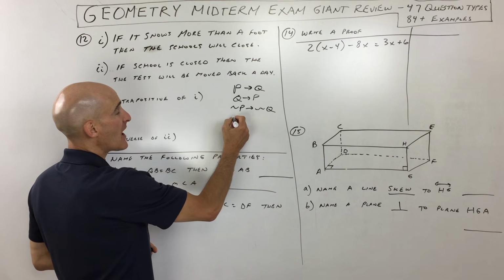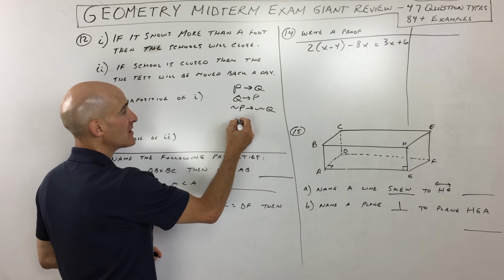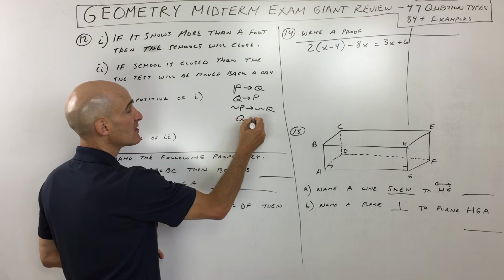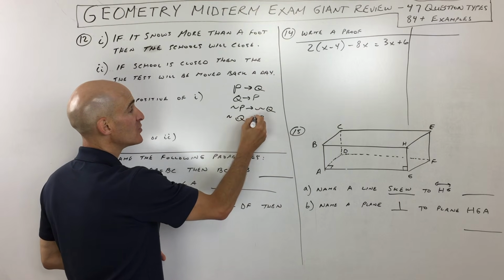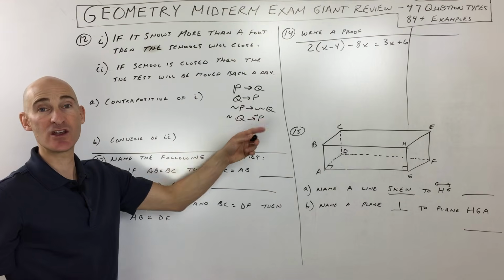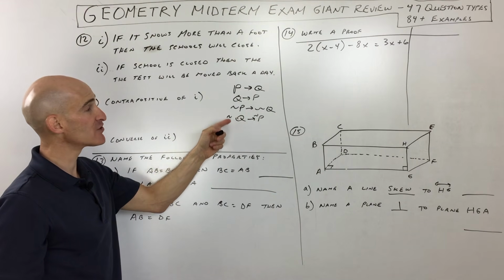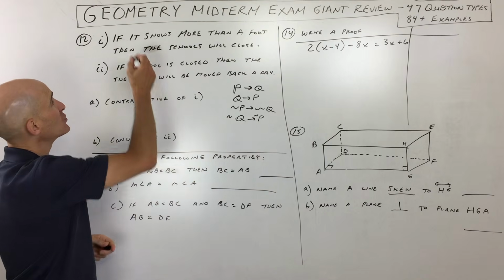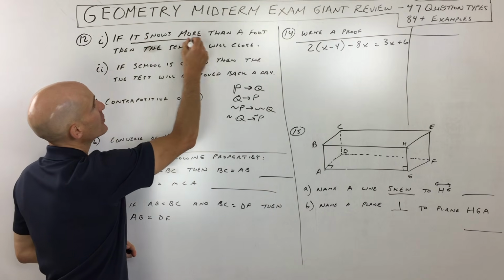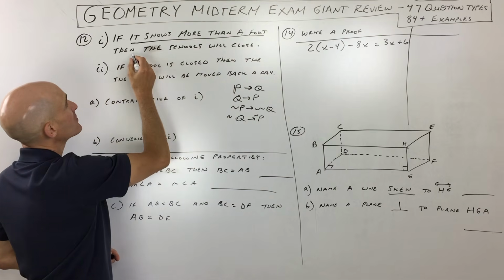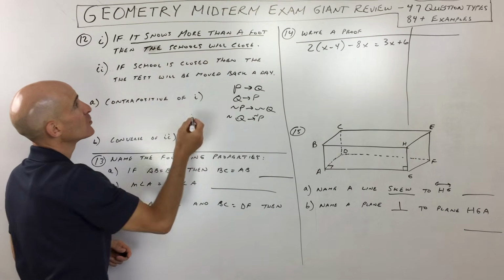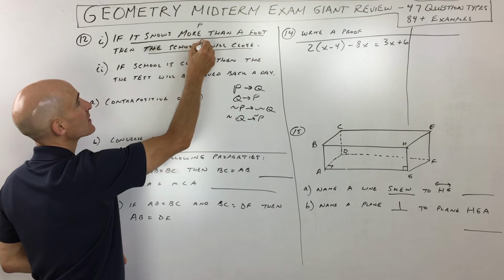And then the contrapositive is a combination of the converse and the inverse. You switch the hypothesis and conclusion, and you negate them both. So that's what these symbols mean here. It's a quick way of just remembering. So you have conditional, converse, inverse, and contrapositive. What I like to do is underline whatever comes after the if. That's the hypothesis. Whatever comes after the then, I like to underline. That's the conclusion. So this is like our P, this is like our Q.